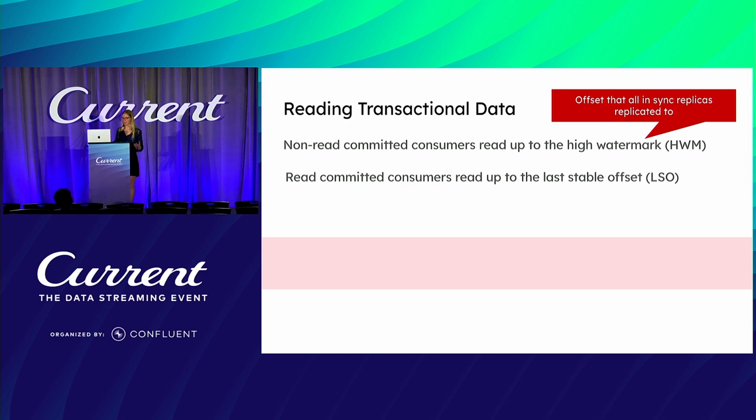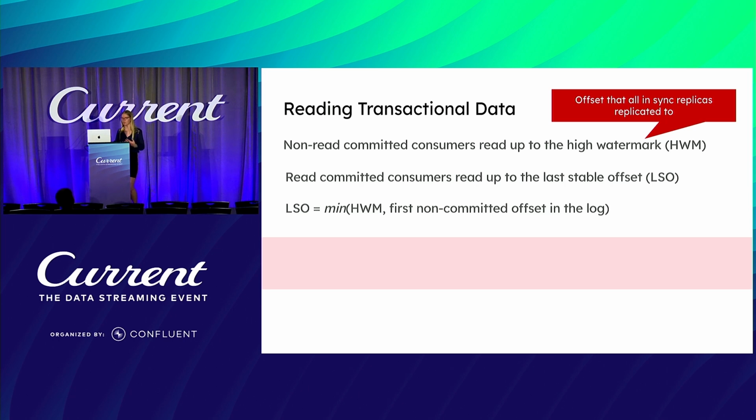But for transactions, we have a special consumer. It's called the read committed consumer. And it doesn't read up to the high water mark. Instead, it reads up to the last stable offset, the LSO. And what is the LSO? The last stable offset is the minimum of the high water mark and the first non-committed offset in the log. So we know what the high water mark is. What is the first non-committed offset in the log?